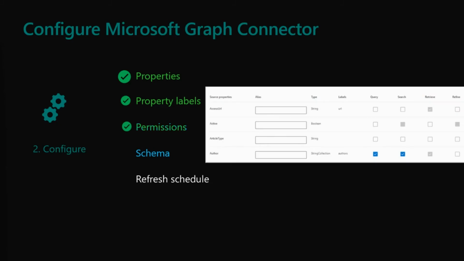Schema determines the search capabilities of the connection. You can mark a property to be queryable. It allows a user to directly query for that property values in search. Marking a property as searchable will match its content to search queries. A retrievable property is crawled by the connector to be available for customization. To create filters, you will need to mark that property refinable. As always, Graph Connector makes default choices for the schema. You can change them to suit your needs.